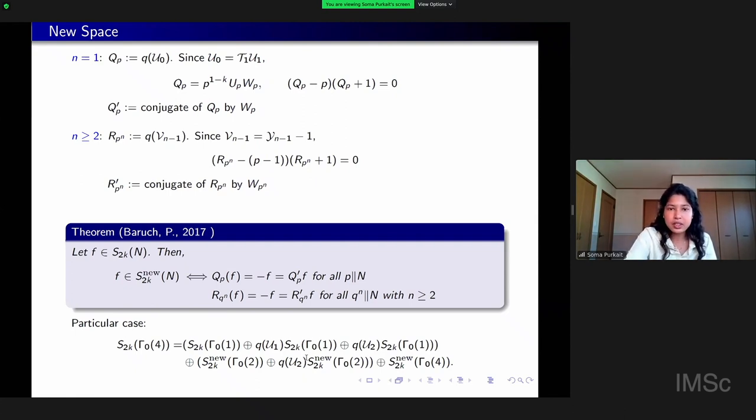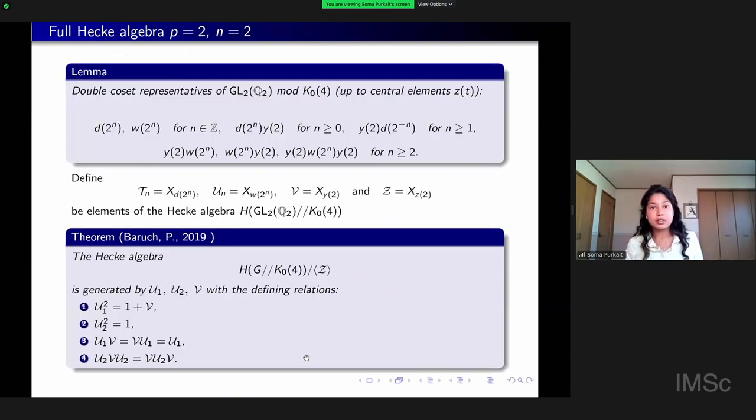Okay, so let me just move on. As I said, we didn't look at the full Hecke algebra. We just looked at the subalgebra and derived that theorem. But let's now look at the full Hecke algebra, but consider the case when p is equal to 2. So what I mean is that I want to look at the Hecke algebra of GL_2(Q_2) modulo K_0(4). Okay, so p equals 2, 2 squared. And we compute the double coset representatives. The double coset representatives are given by this. So we have d_2^n, w_2^n, and then we have the combinations of this d_2 and w along with the y_2's. So these are the double coset representatives.